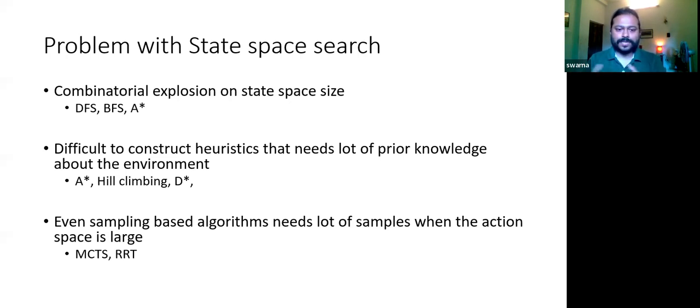Other algorithms are hill climbing, and T star, which is a modification of A star used in robotics path planning. Hill climbing is an optimizing algorithm that reduces the error or the distance to the goal bit by bit. The same problem exists for all of them. Even for sampling based algorithms, in many cases we need a lot of samples when the action space is large. Sampling based algorithms include MCTS.